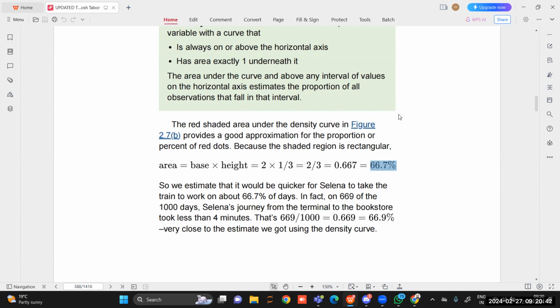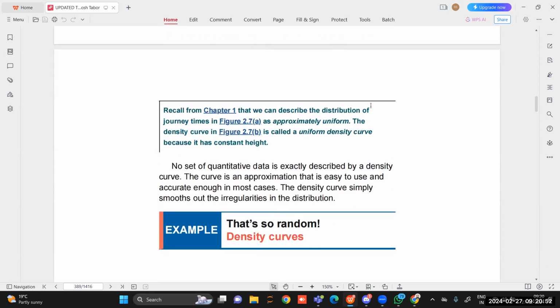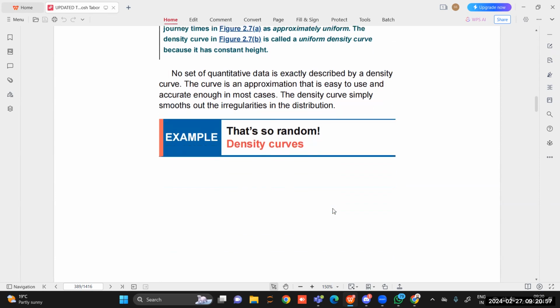So this was the thing that density curves tell us. Now moving on to the next topic: example density curves. No quantitative data is described exactly by the density curve. The curve is an approximation that is easy to use and accurate enough in most cases. The density curve simply smooths out the irregularities in the distribution.